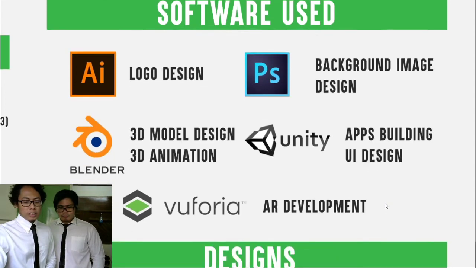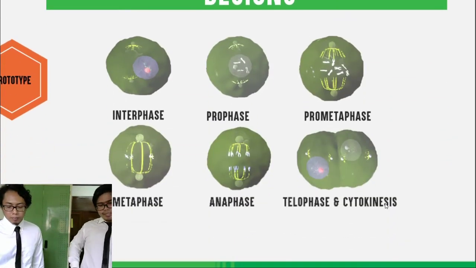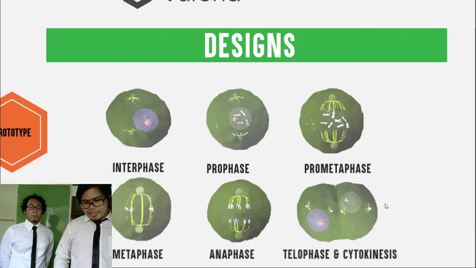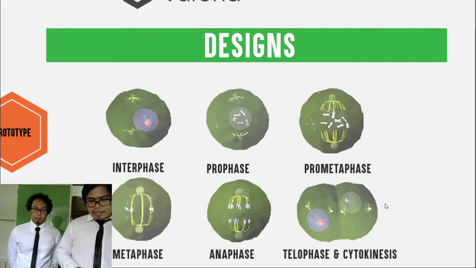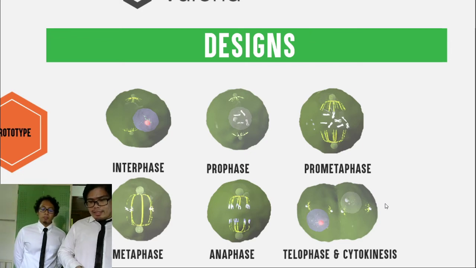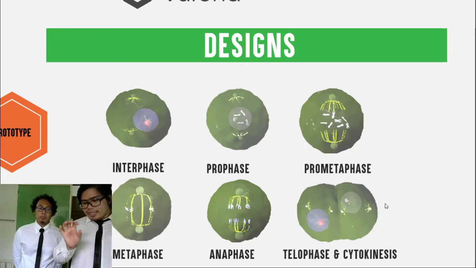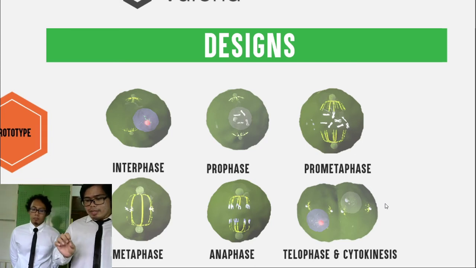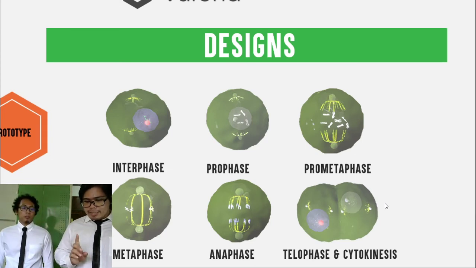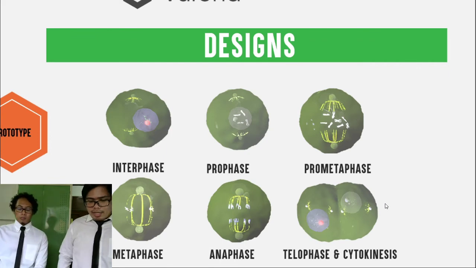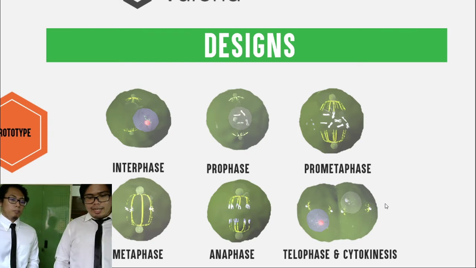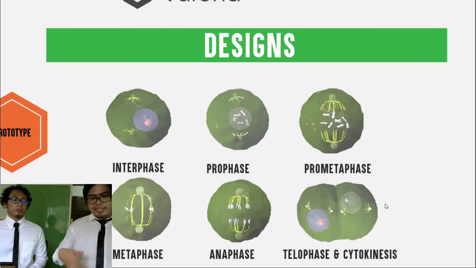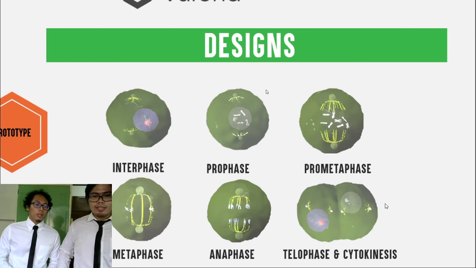Now we go to the designs. Last but not least is the design. As stated by Hazmi just now, we created the models using the Blender application, and we created only 6 designs, from the one module, chapter 6, cell division. That is basically what you can see there: the interface, prophase, and the six phases in mitosis. Now we will proceed to the demo.